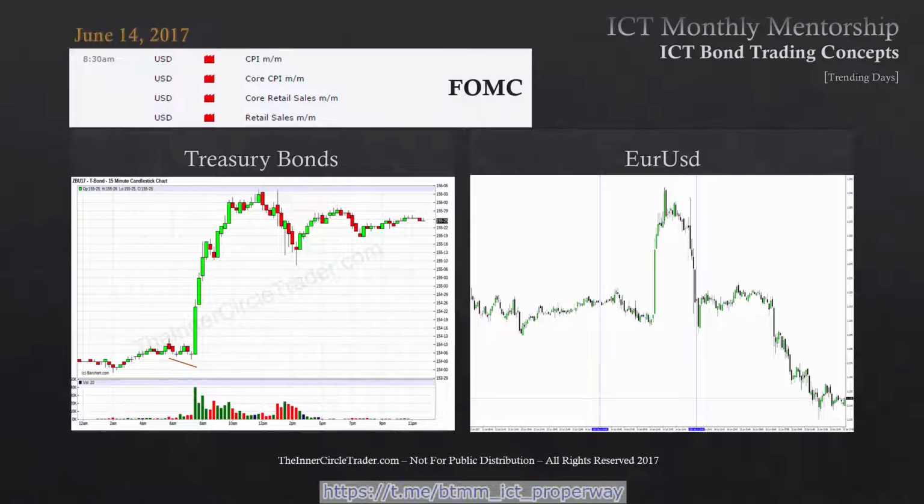This happened to be on June 14, 2017, and this is the economic calendar for the New York session at 8:30 a.m. And it also was FOMC. Now, I'm showing you this example here and another one as well because the rules are that we're generally going to be waiting for FOMC. In other words, we're not trying to be active.